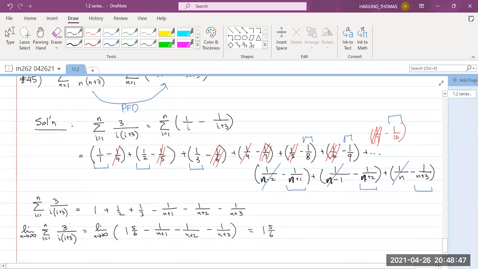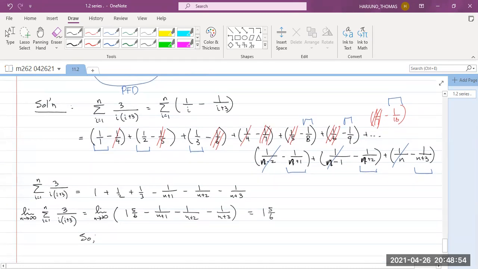Now from here, the infinite sum from 1 to infinity of 3 over n times (n plus 3) is equal to 1 and 5 over 6. Or you can also say 11 over 6.